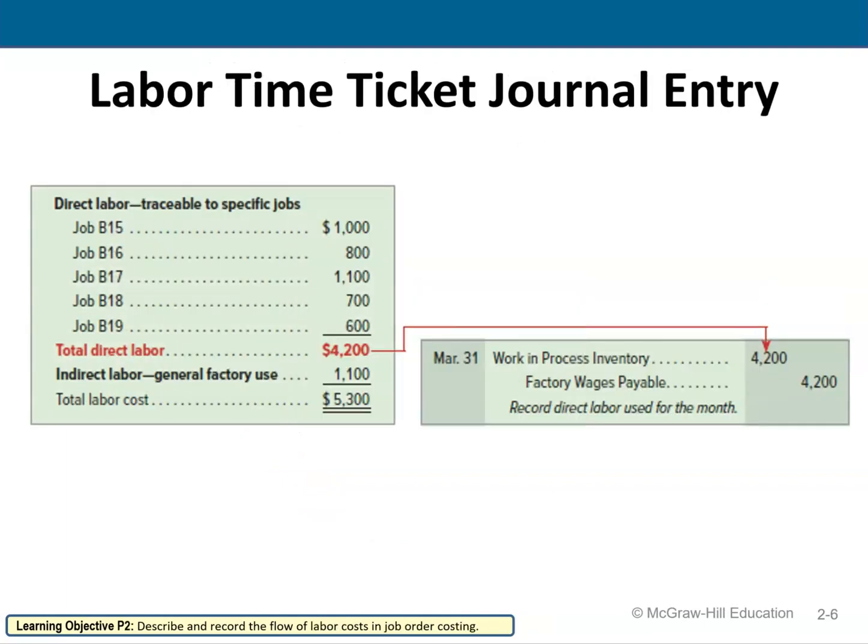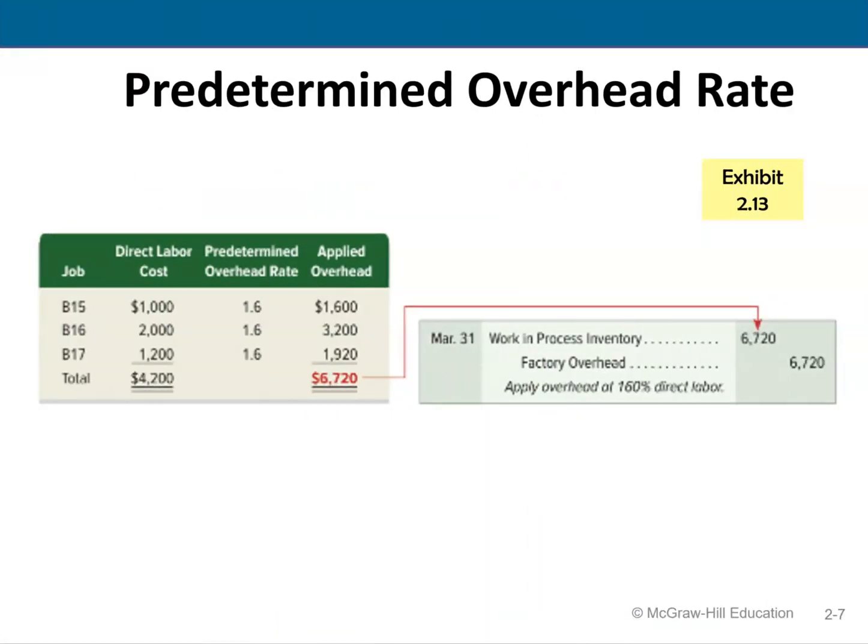Now here's what happens when we do the labor. In this case, we've got some that goes to direct labor, which would go directly to work in process. And then we have how much of labor would go to overhead. In this case, you would take your direct labor times our predetermined overhead rate, and this would be what we'd call applying overhead.